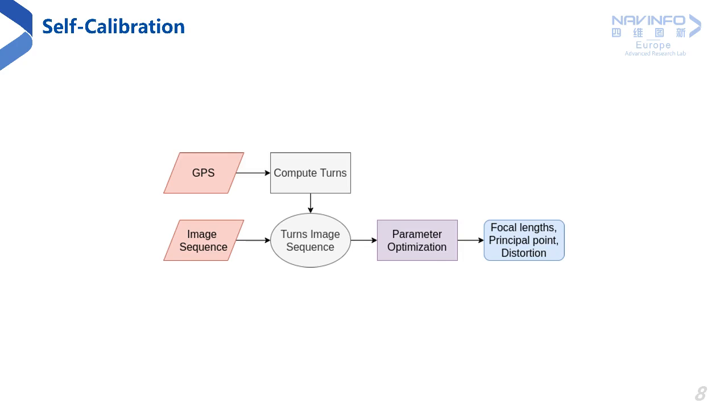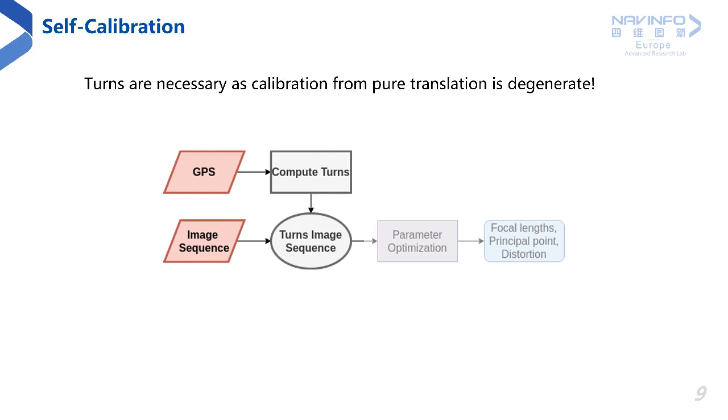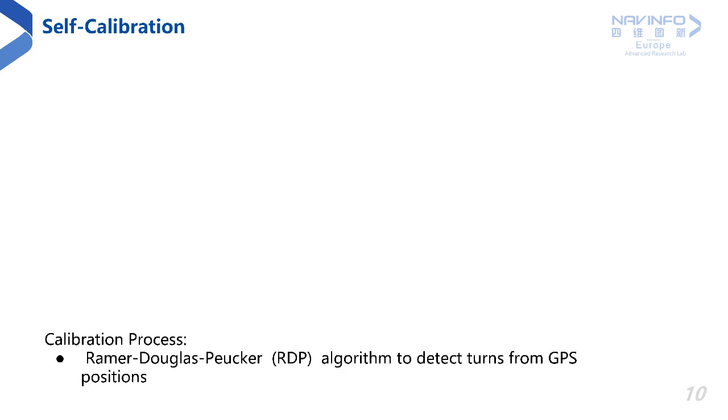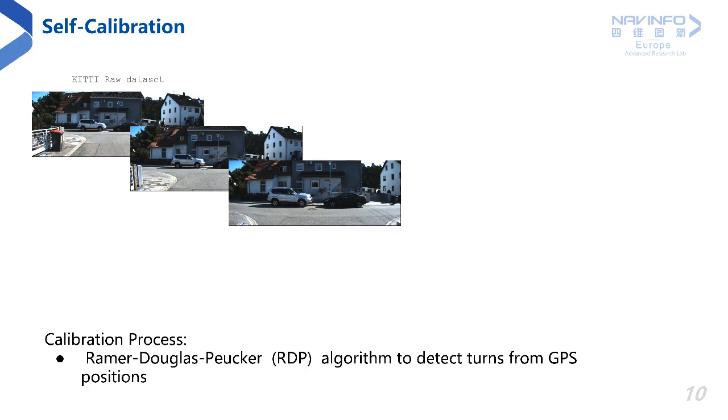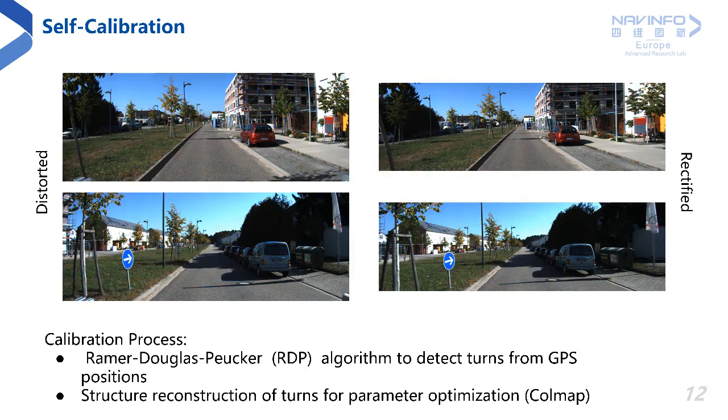Here is an overview of the self-calibration procedure. First, the GPS information is used to identify the portions of the image sequence where the vehicle is making a turn. The turns are necessary for calibration as pure translation is a degenerate scenario due to scene depth and distortion conflation. We utilize the Ramer-Douglas-Peucker algorithm to decimate the original GPS trajectory to identify these turns. Here is an example of a turn detected in the KITTI raw dataset. Thereafter, we reconstruct each turn using COLMAP to estimate and optimize the camera parameters within an iterative structure from motion framework. The estimated parameters remove the distortions present within the image, allowing for triangulation-based accurate traffic sign positioning.